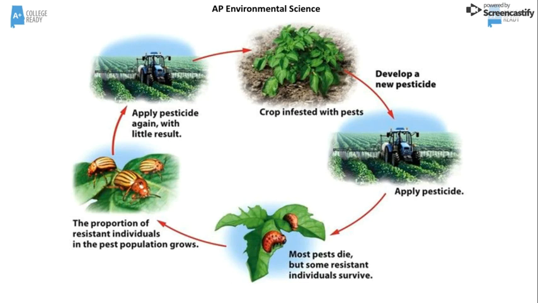First, a crop becomes infested with pests and a pesticide is applied. Most pests die, but a few resistant ones don't. These resistant individuals reproduce, resulting in a greater number of resistant individuals in this population of pests. When the pesticide is applied again, it doesn't work as well, since there are more resistant individuals. This leads to the development of a new pesticide, and the cycle continues.